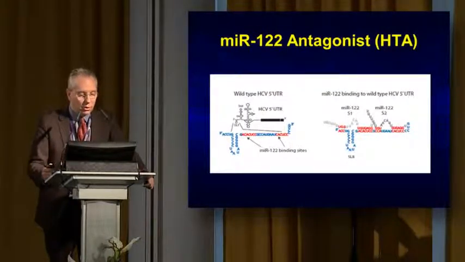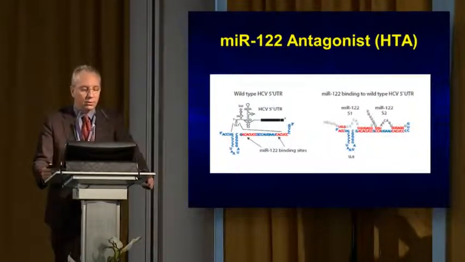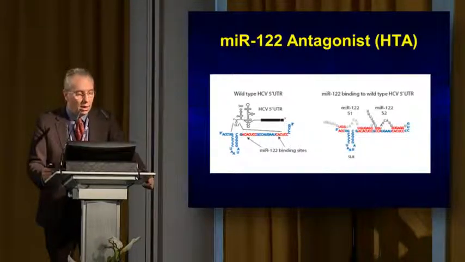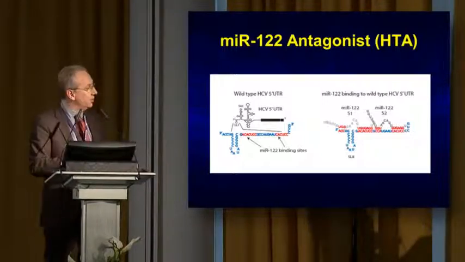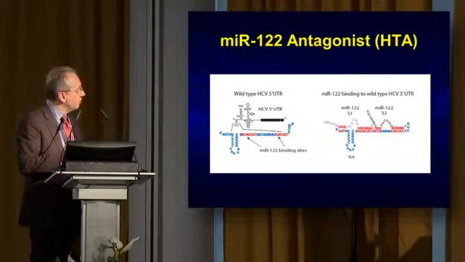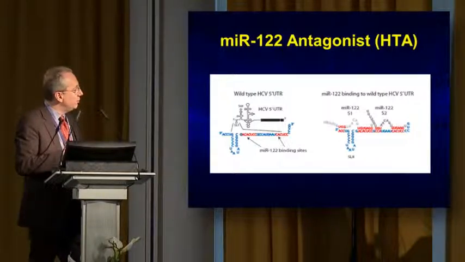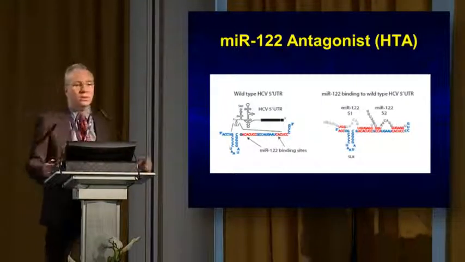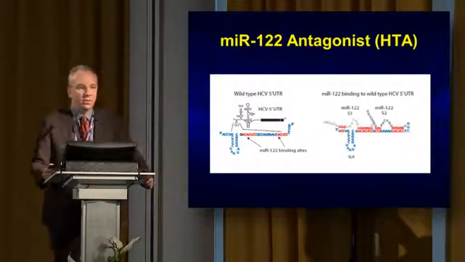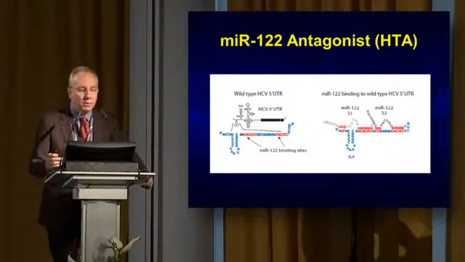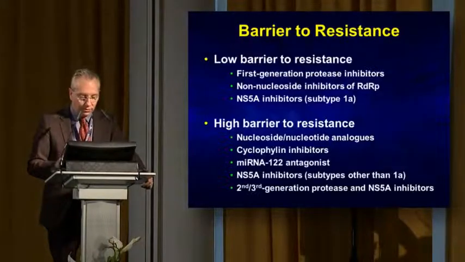Finally, the last class of drug that is currently in development, although I'm not sure it has a great future because it's an injectable drug, are the antagonists of microRNA-122. This is the internal ribosome entry site of the virus. You have two regions here where this microRNA, which is abundant in hepatocytes, binds. And you can see here that if you block this binding by using the antagonist, which is shown here, there is inhibition of viral replication. This is efficient, this is potent, and has a very high barrier to resistance, and no resistance mutations at all have been described with this class of drugs.